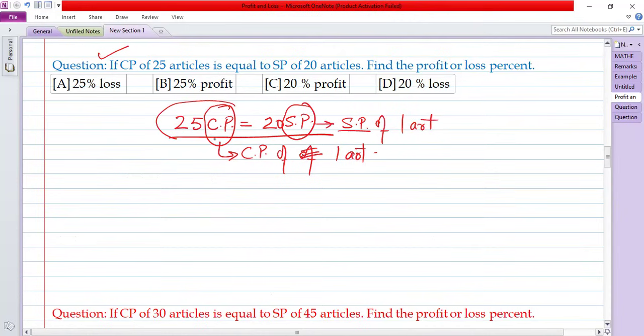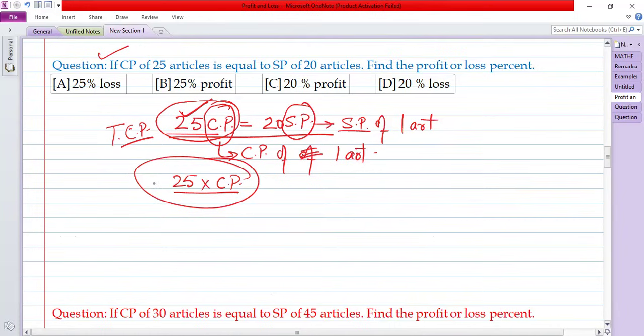Okay. So what is this thing? It is the total cost price. This is the total cost price of all the 25 articles. Actually, this is 25 into CP, because this CP is the cost price of one article. So what is this side? Obviously, this is the total selling price of 20 articles. Okay, so that's why it is equal to 20 times SP. So only this thing is required.